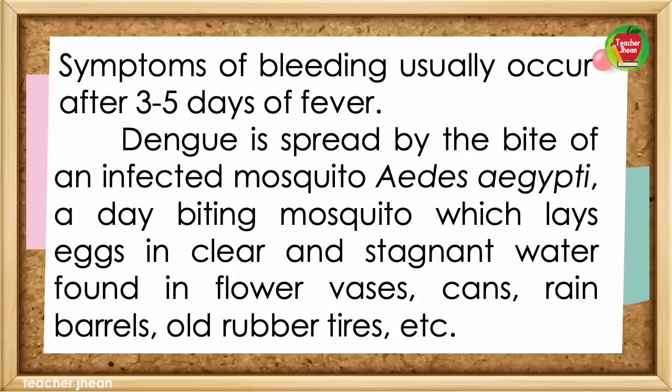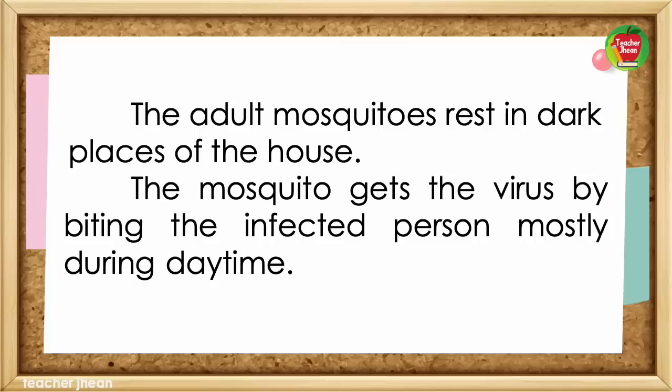Symptoms of bleeding usually occur after 3 to 5 days of fever. Dengue is spread by the bites of an infected mosquito, Aedes aegypti, a day-biting mosquito which lays eggs in clear and stagnant water found in flower vases, cans, rain barrels, old rubber tires, etc. The adult mosquitoes rest in dark places of the house. The mosquito gets the virus by biting the infected person, mostly during daytime.